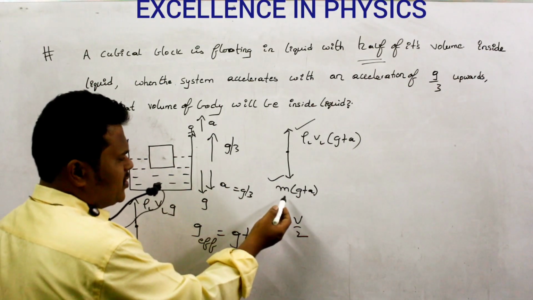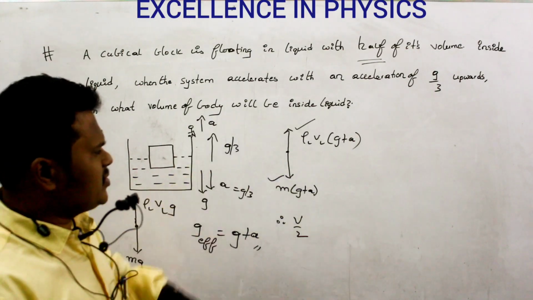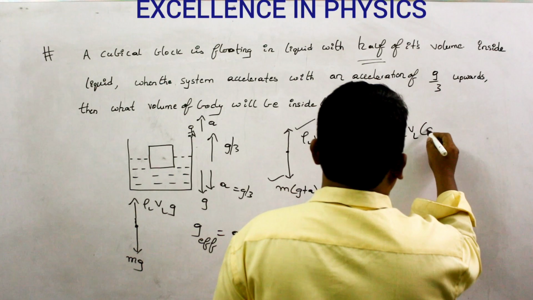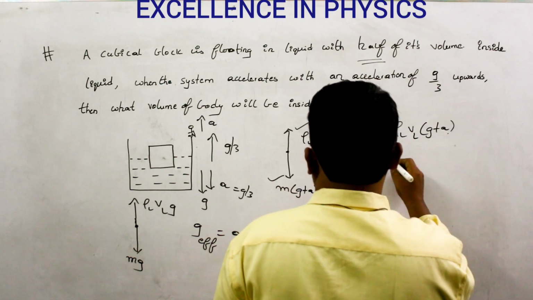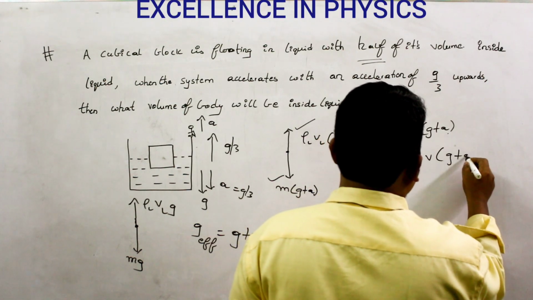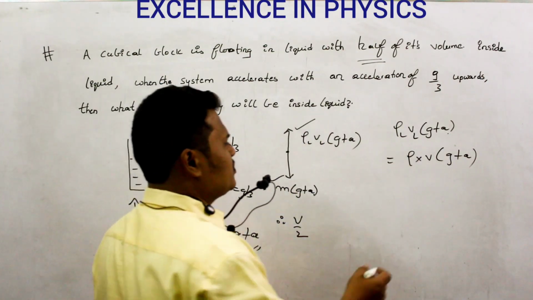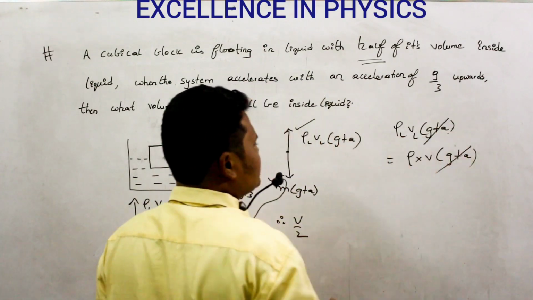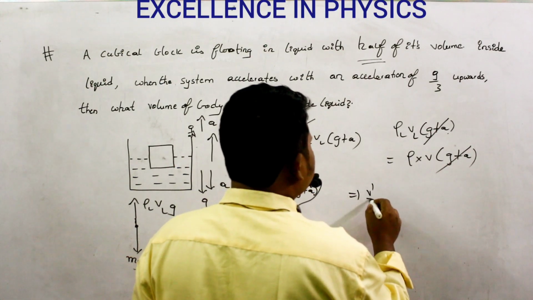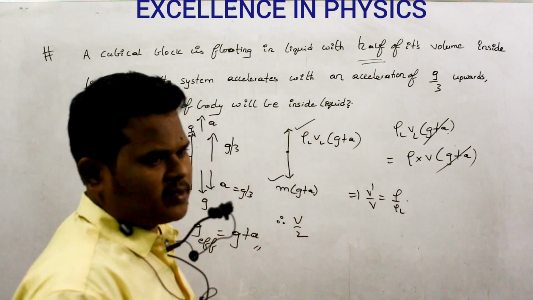So mass of this body can be written as density into volume also. So if I equate these two, then what will I get? I will get rho L VL into (g plus a) is equal to rho into V into (g plus a). So weight and force of buoyancy should be balanced. So (g plus a) and (g plus a) get cancelled. So therefore what can I write? V dash by V is equal to rho by rho L. So this is how I can write.